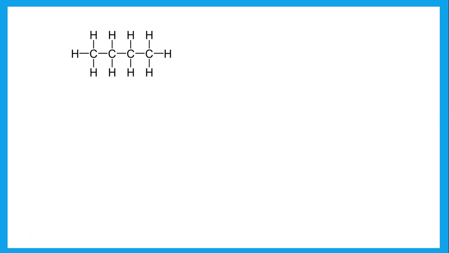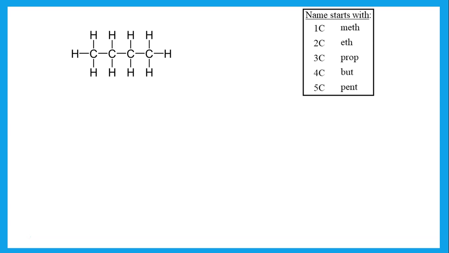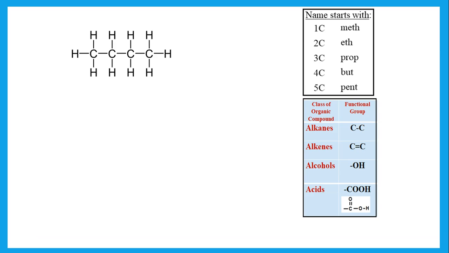We said it has how many carbons? 4. We said 4 carbons, the name must start with but. And then it has which functional group? Well, it only has single bonds between the carbons, so it's an alkane, so that is butane.